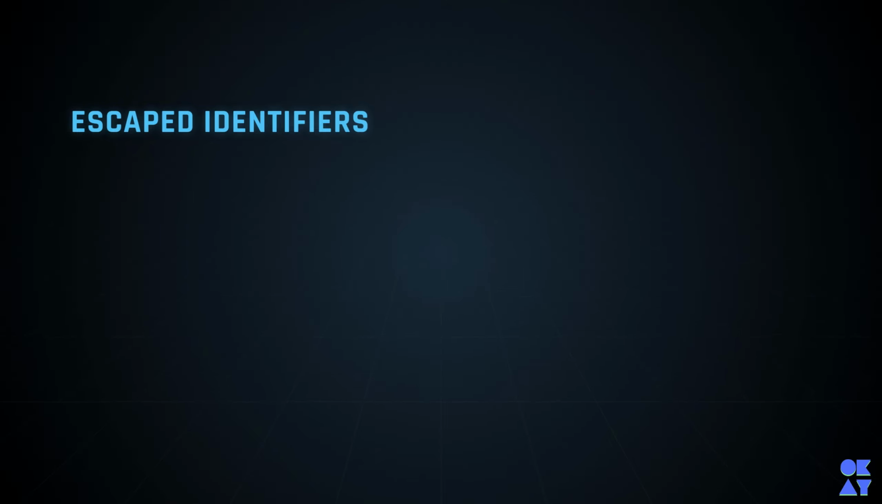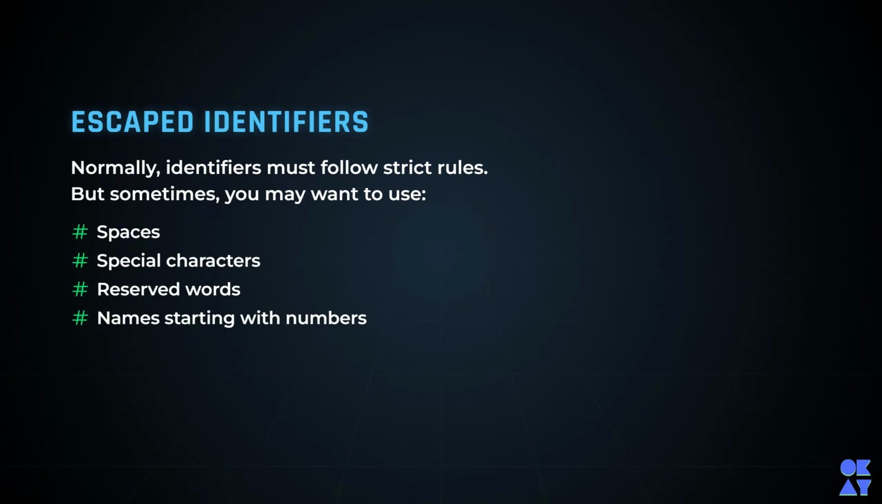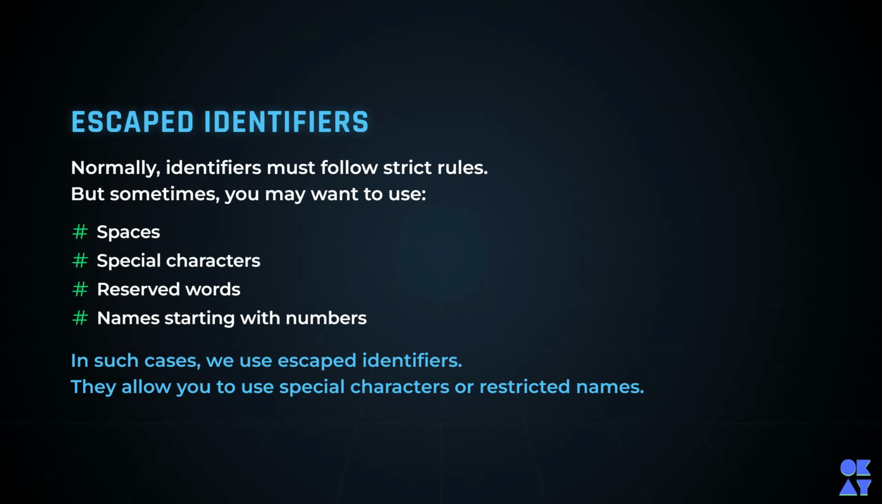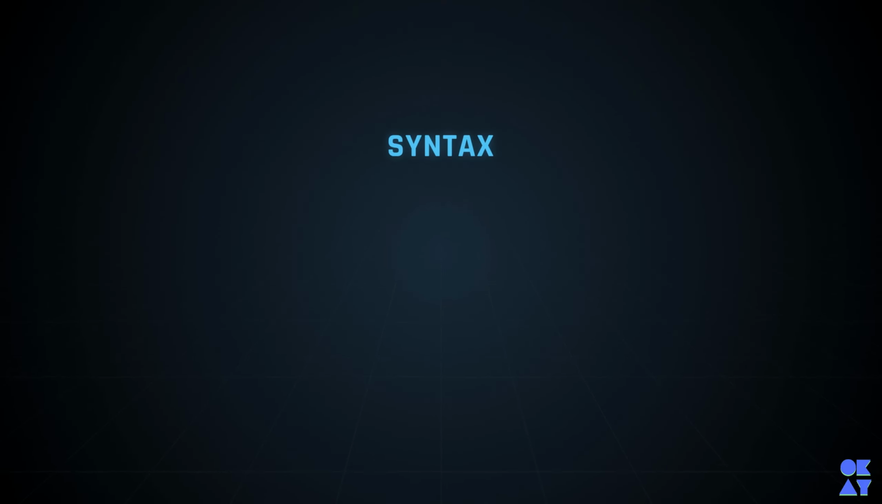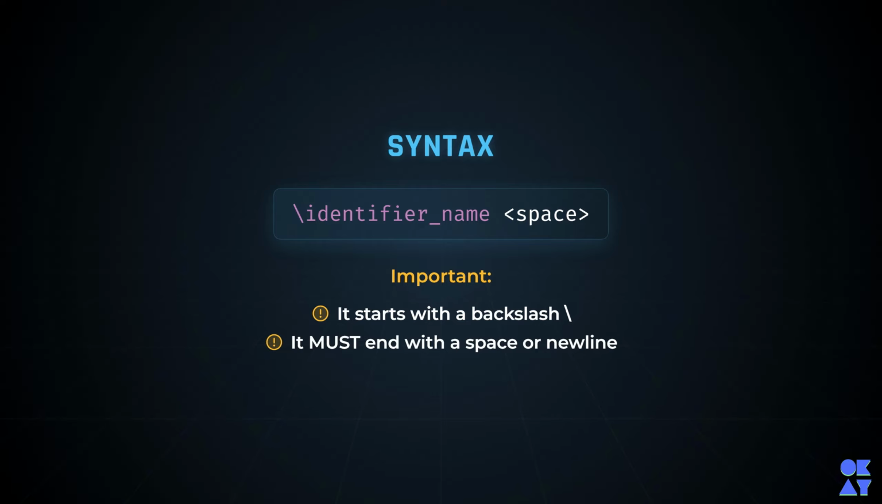Escaped identifiers. Normally, identifiers must follow strict rules, but sometimes you may want to use spaces, special characters, reserved words, or names starting with numbers. In such cases, we use escaped identifiers. An escaped identifier allows you to use special characters or restricted names. Syntax: backslash, identifier name, space. Important: it starts with a backslash. It must end with a space or new line. That space tells the compiler the name is finished.